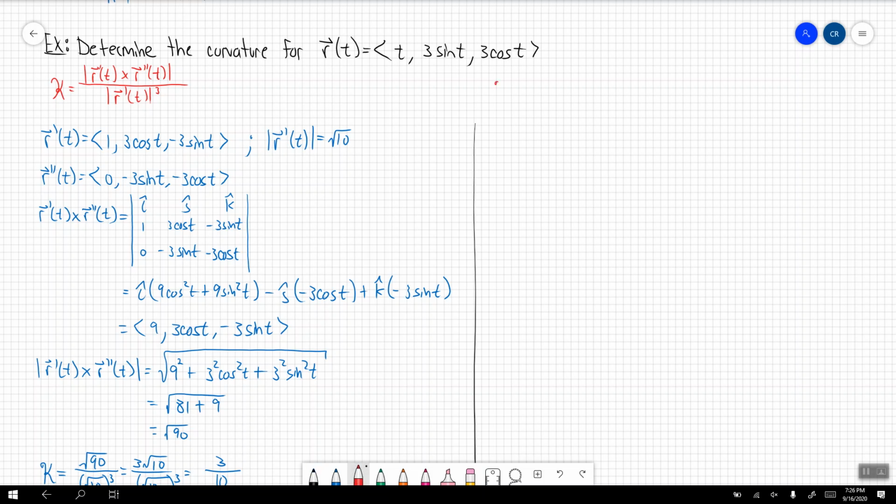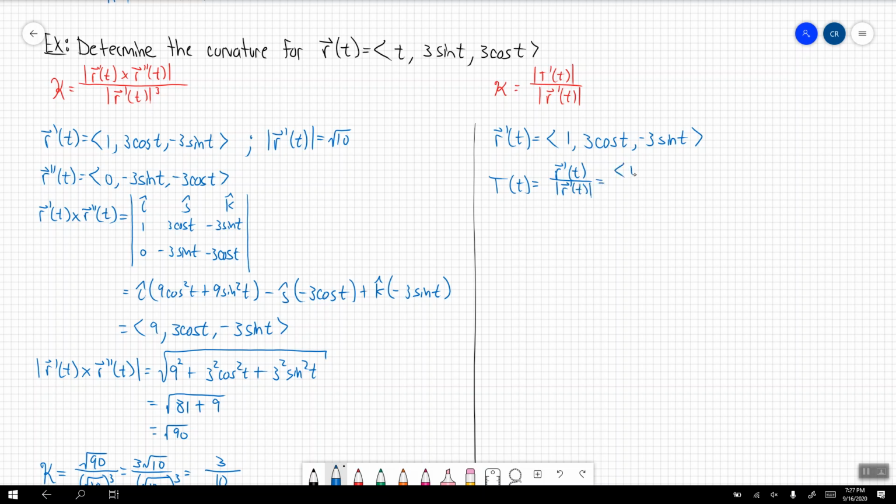The next formula for curvature is going to be the magnitude of T prime, and that's the unit tangent vector, divided by the magnitude of the derivative of the position function. Okay, so again, we know r prime of t. This was given on the left-hand side of the screen. That's 1, 3 cosine of t, negative 3 sine t. Okay, well, we want the unit tangent vector, and the unit tangent vector is going to be r prime of t divided by its magnitude.